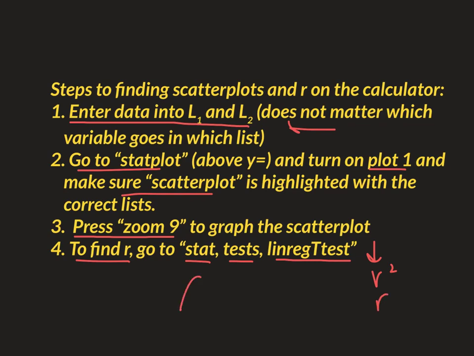Also, you wanted to say rho. We were doing rho before you left. Remember, rho is the population version of R. R is a sample linear correlation coefficient. Rho is the population. Make sure it says this in your calculator when you're at that page.